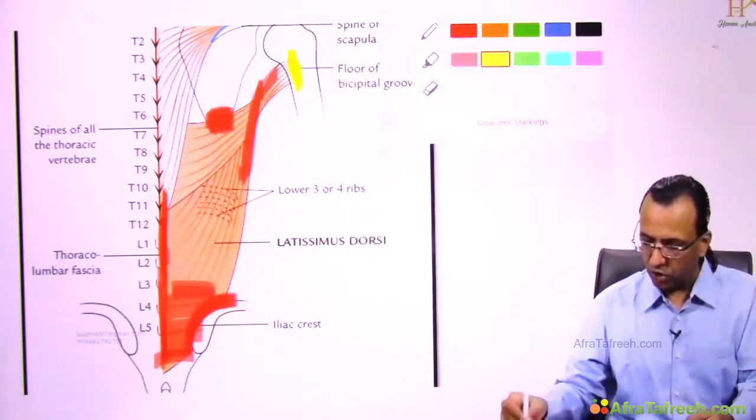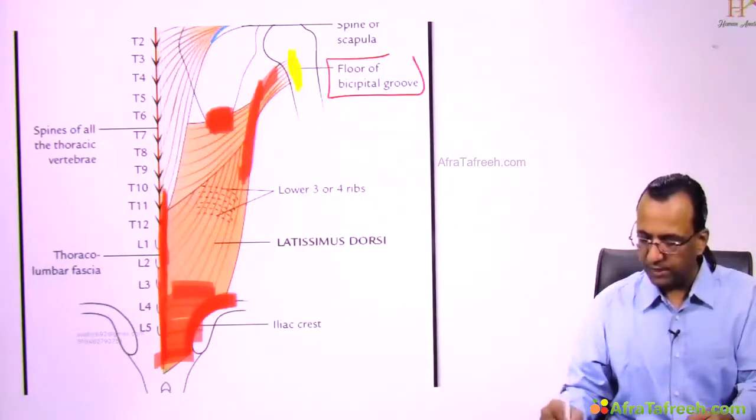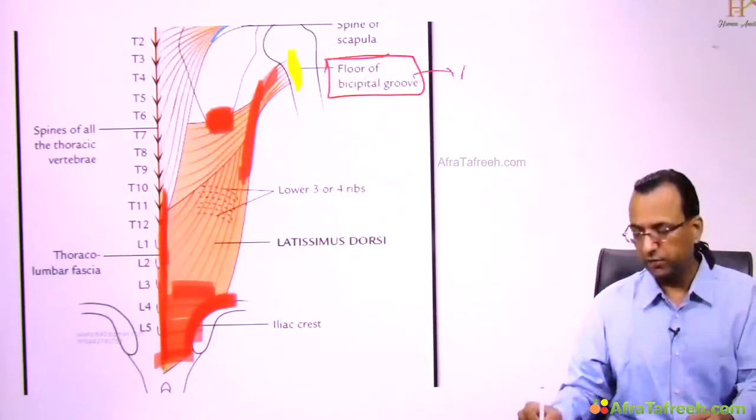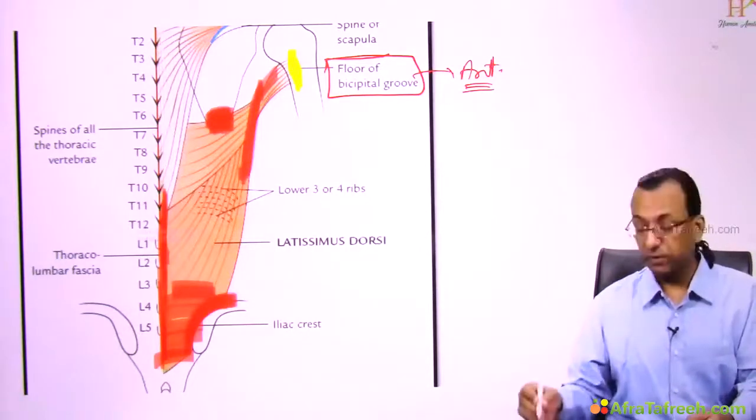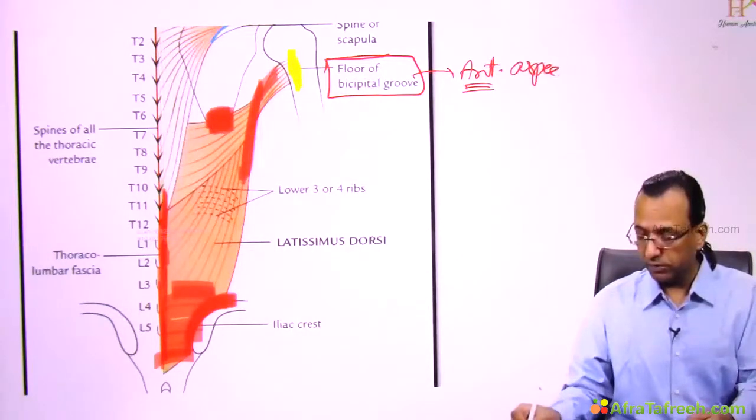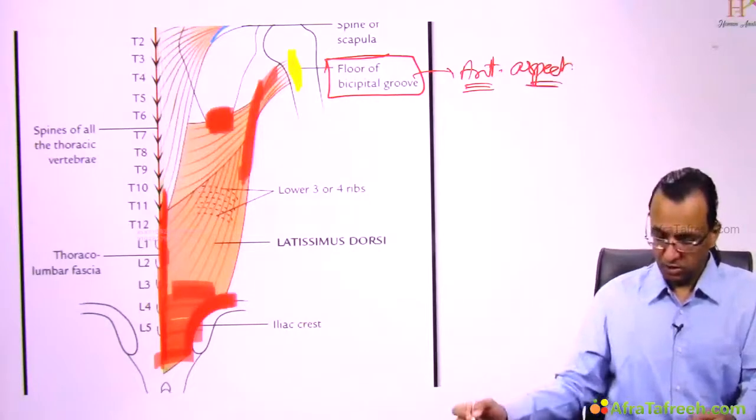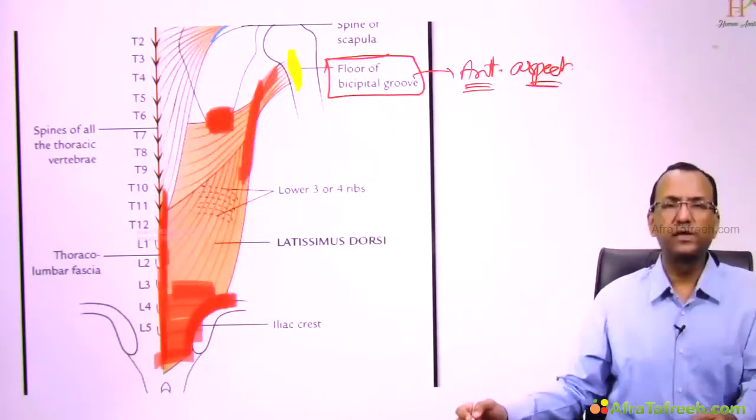It is the floor of the bicipital groove, but on the anterior side of the humerus, not posterior. Anterior aspect of the humerus, not posterior. So that is the insertion. What is this muscle doing?